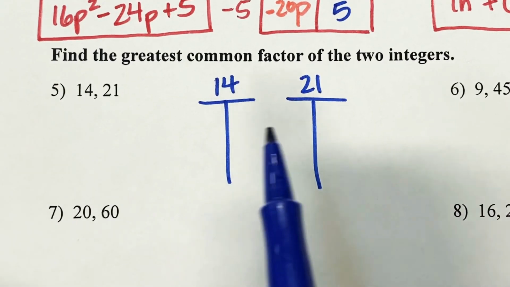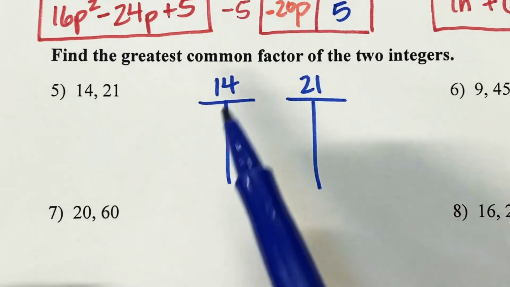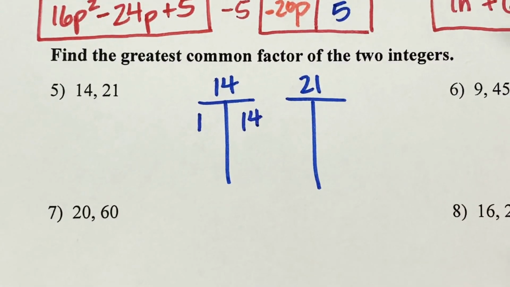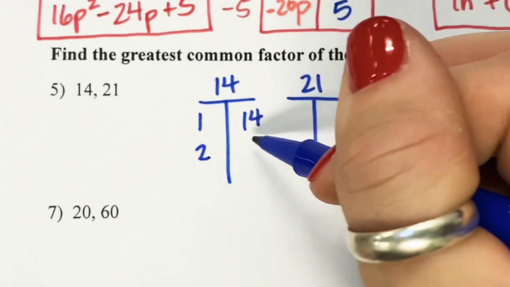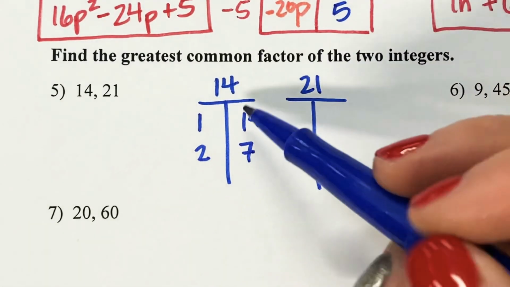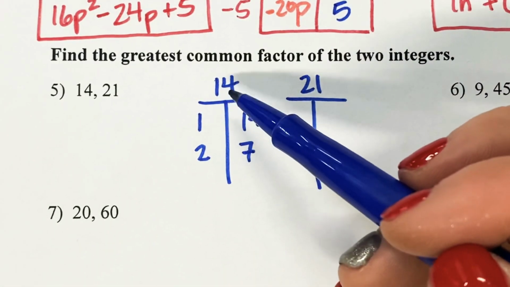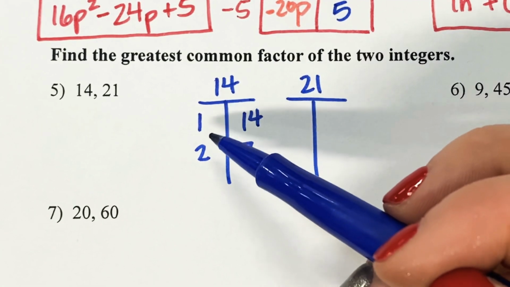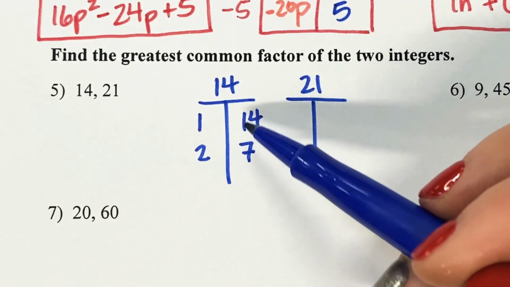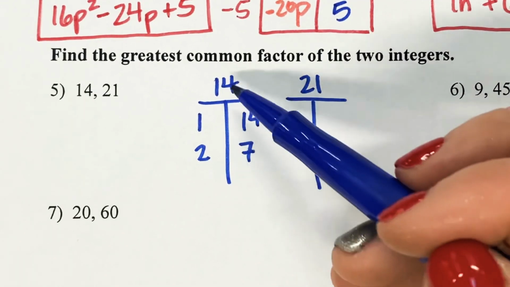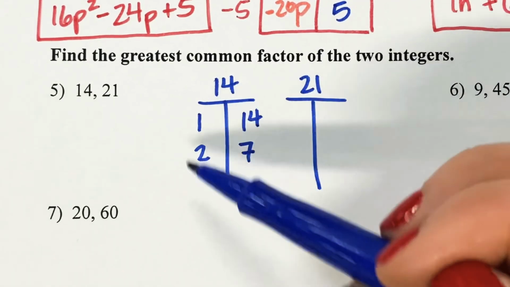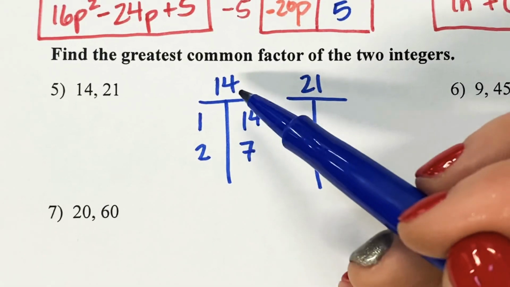Okay, so what are my factor pairs for 14? We know that 1 times 14 will give us 14. 2 times 7. 3 does not go into 14 evenly. 4 does not go into 14 evenly. 5, no. 6, no. 7, yes. We already got it, so we're done. Those are our only factor pairs for 14.